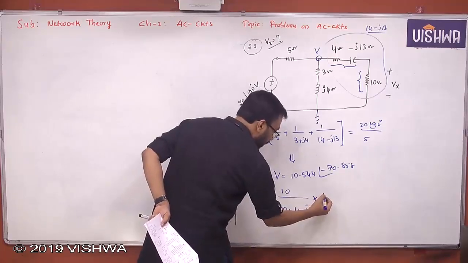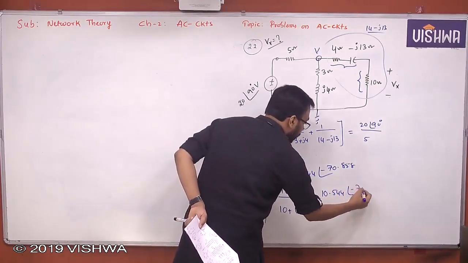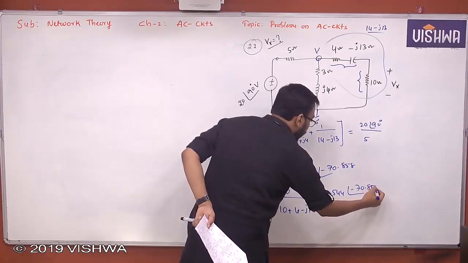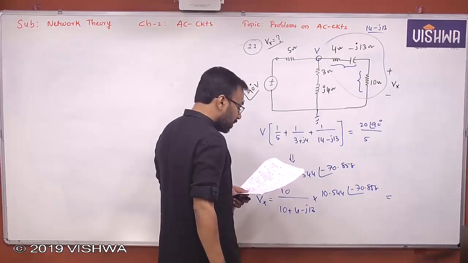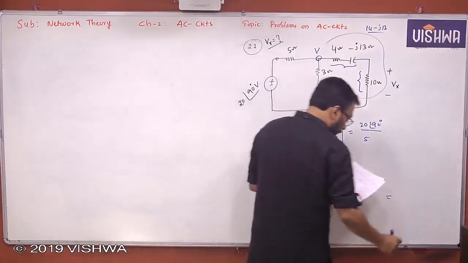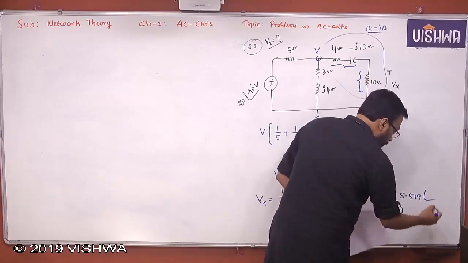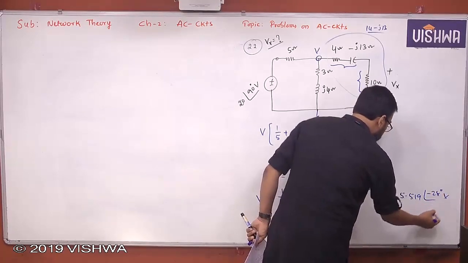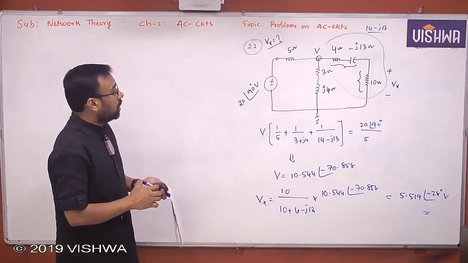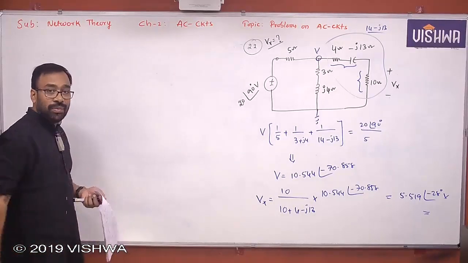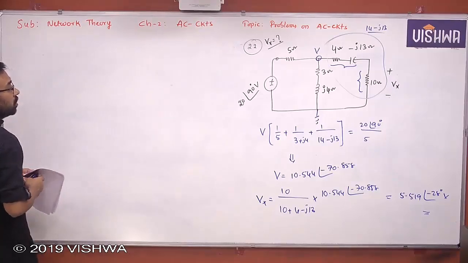How much is V actually here? 10.544 at an angle of minus 70.858. So you calculate this and finish that value. That Vx value is supposed to be 5.519 at an angle of minus 28 degrees volts. That's it. Clear, all of you? Okay, this is how you deal with the problem. You can go directly with node analysis. Clear? Note that.